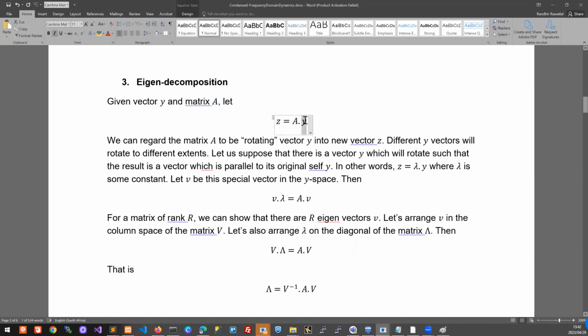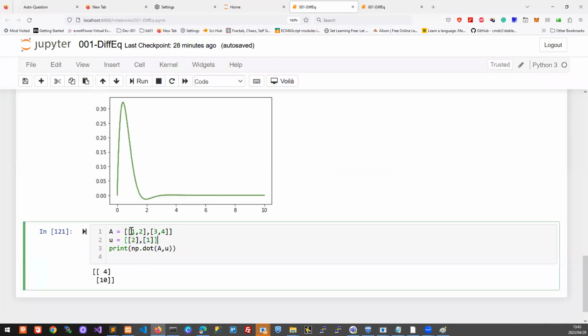And towards this, it's useful to think of a matrix as an object that rotates a vector. So if we have our original vector y, when we multiply A and y, we'll get a new vector, and that vector will generally not be in the same direction as y. As a simple example, let's say we have the matrix A, with the constants 1 and 2 above and 3 and 4 below. And let's say we consider a column vector u, which has values 2 and 1.